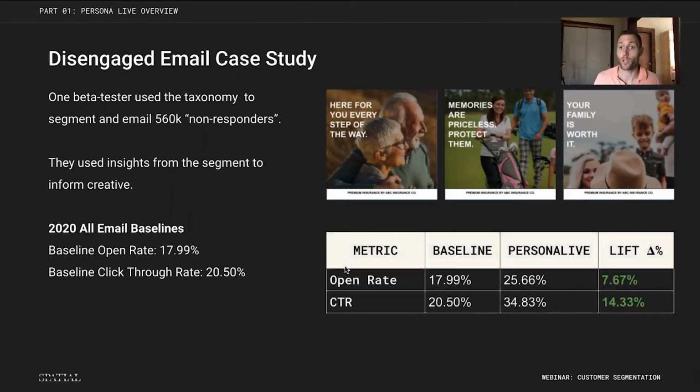And the results were great. By using a unique subject line, they were able to increase their open rate over the baseline. This is not non-responders, over the baseline by 7.67%. And this is the big winner: click-through rate went up 14.33% over the baseline. So whatever imagery and copy these people were seeing really resonated with them. Why is that? Because the creative team knew what was top of mind for these people.